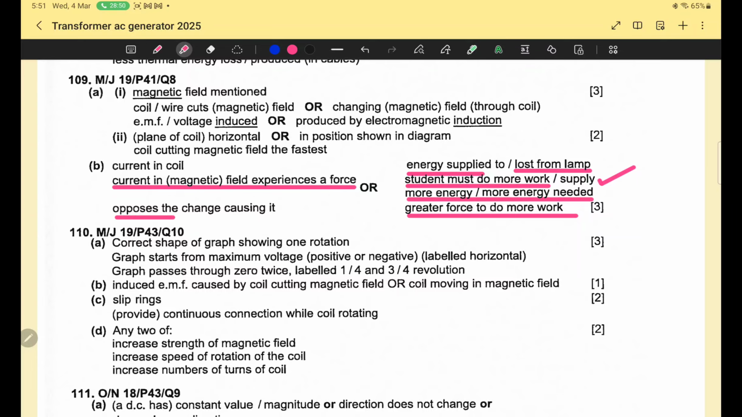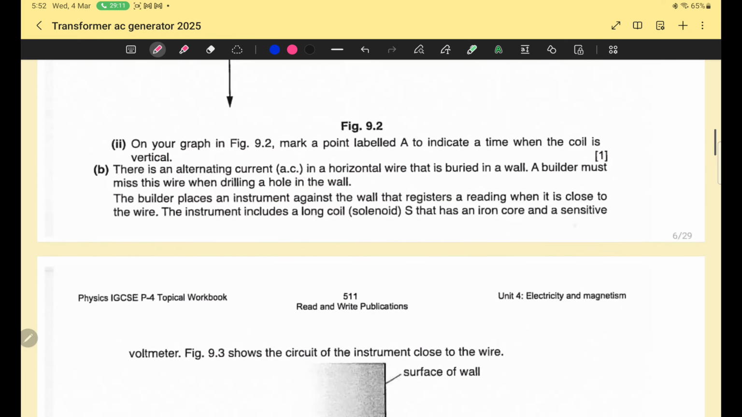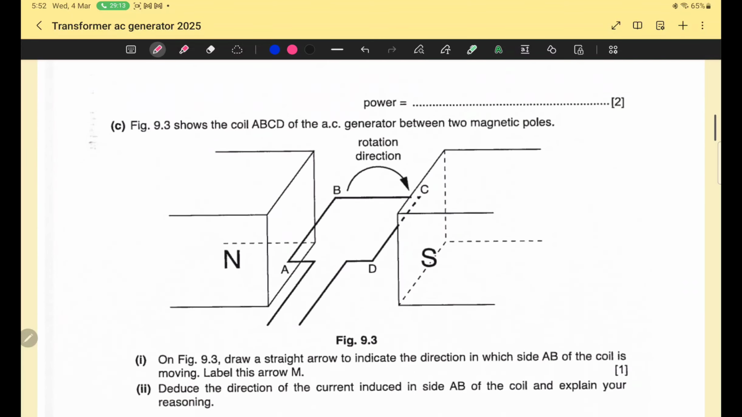And in the first part, the examiner is actually writing this answer according to Lenz's law. According to Lenz's law, due to the current, an opposing force is produced. So you may write any one answer.